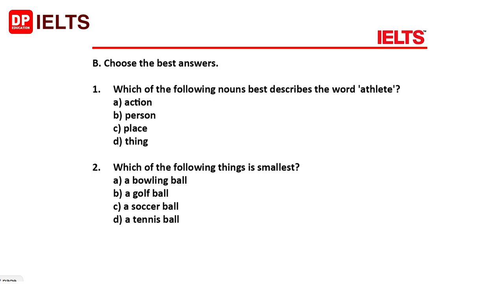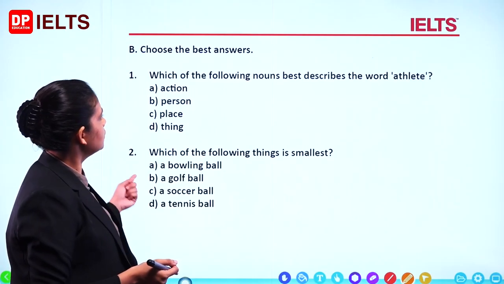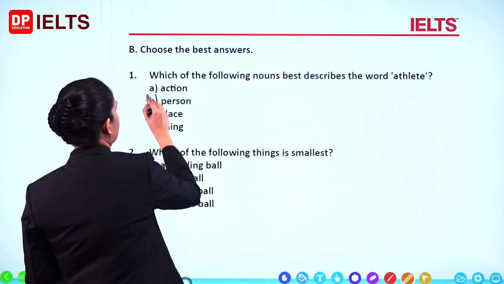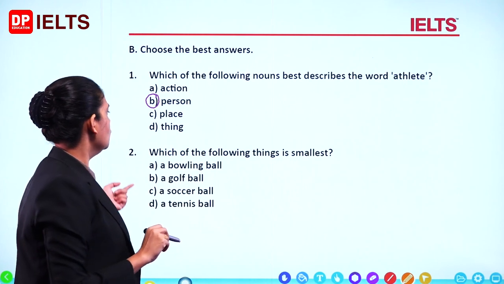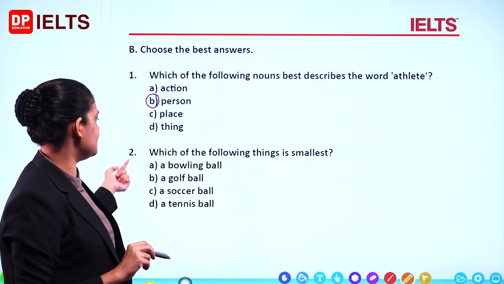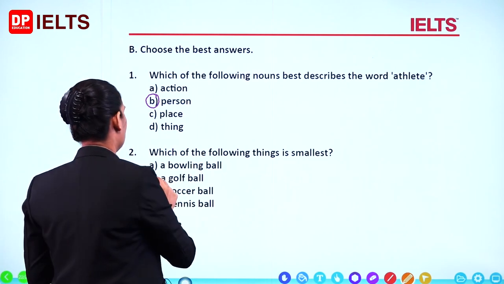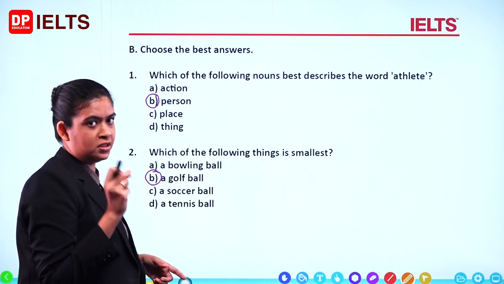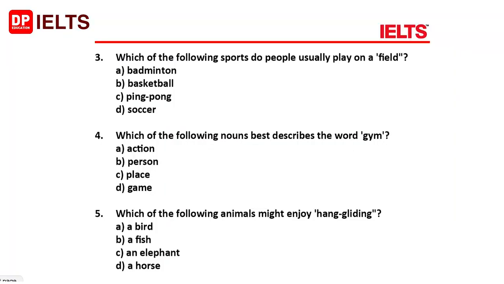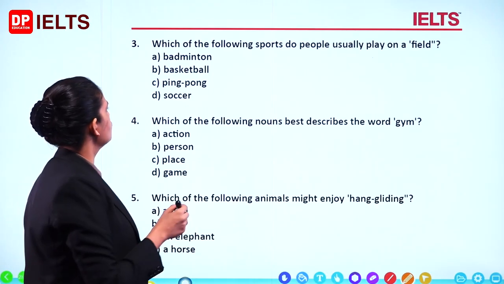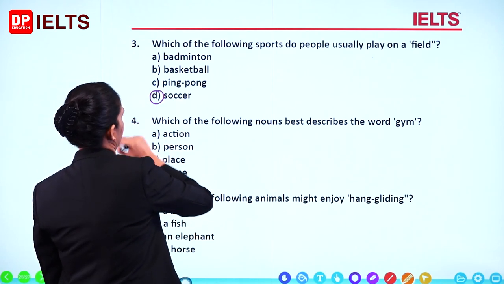Then choose the best answer. Which of the following nouns best describes the word athlete? Athlete kiyane person kenek. Which of the following things is the smallest? Tennis ball, soccer ball, golf ball, bowling ball. Golf ball leka tamai podimu chuti ekak. Which of the following sports do people usually play on a field? Field ekaka sellan karanne mokadda samanyen? Soccer.